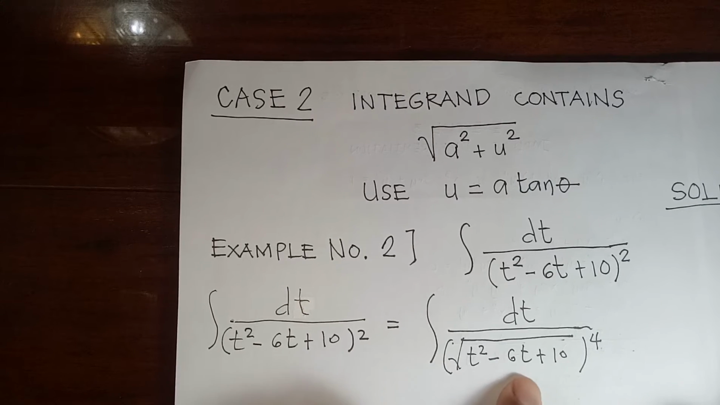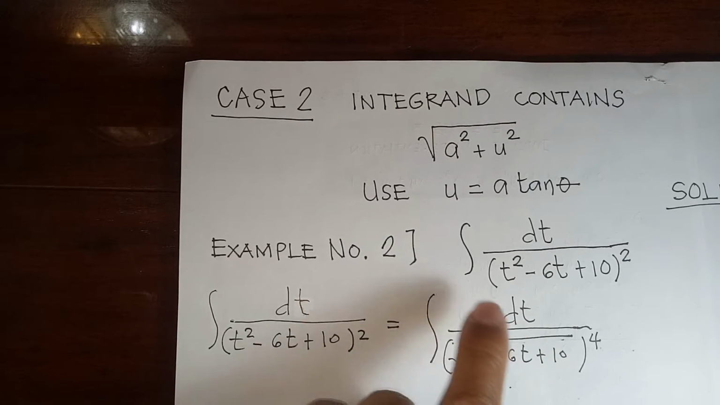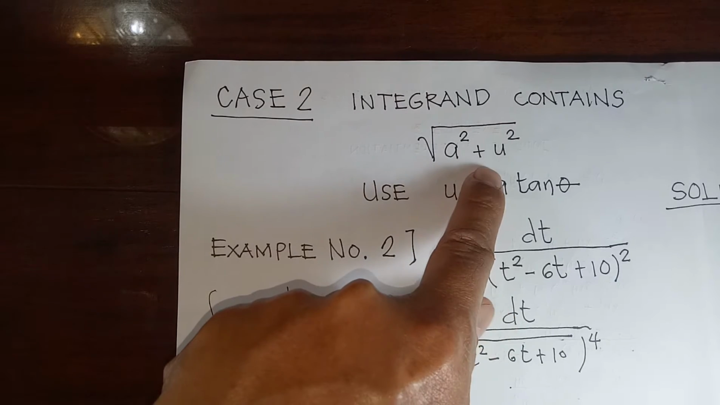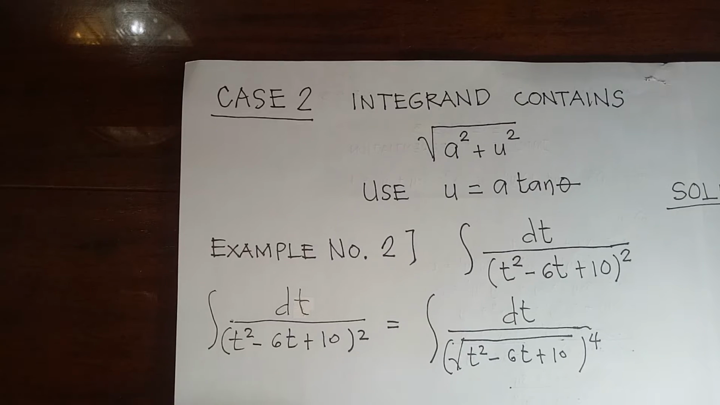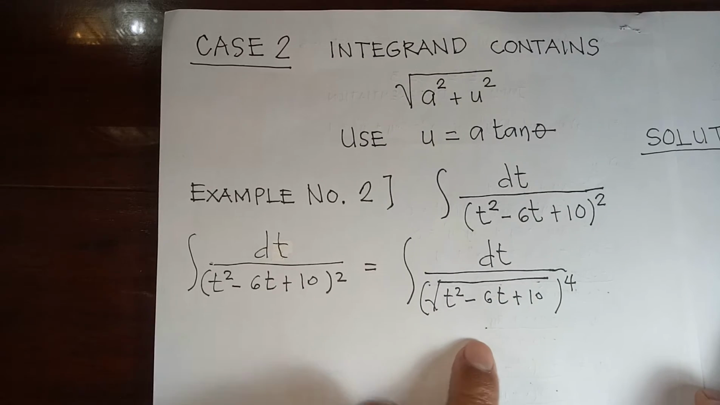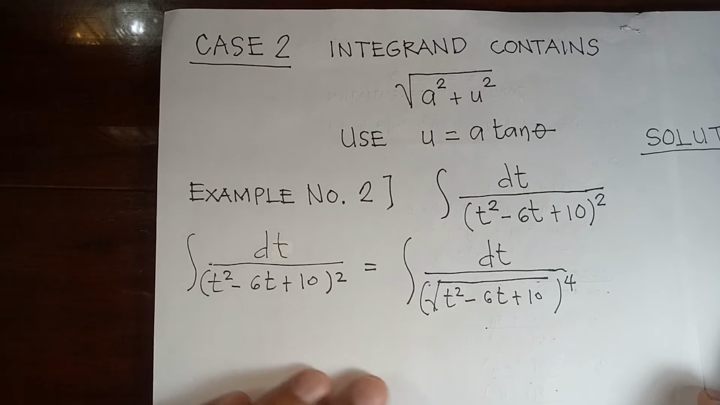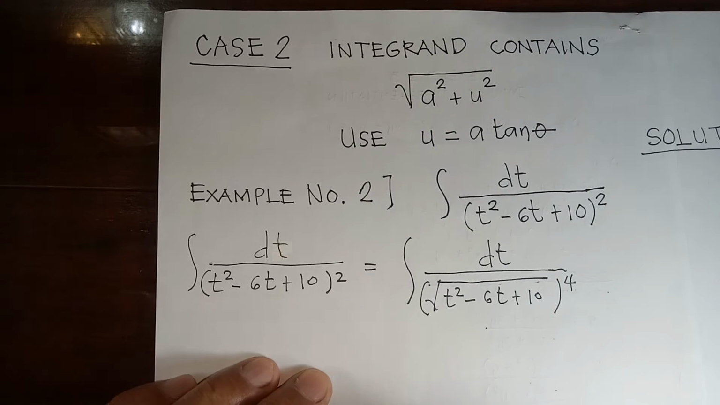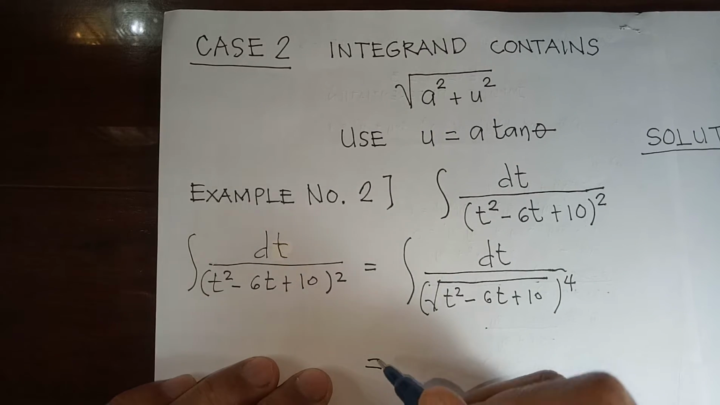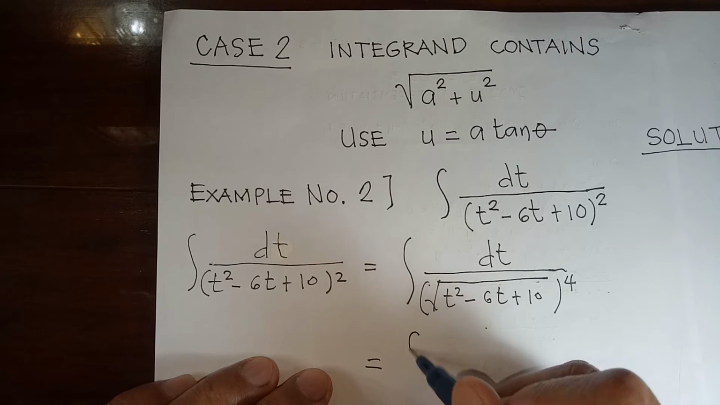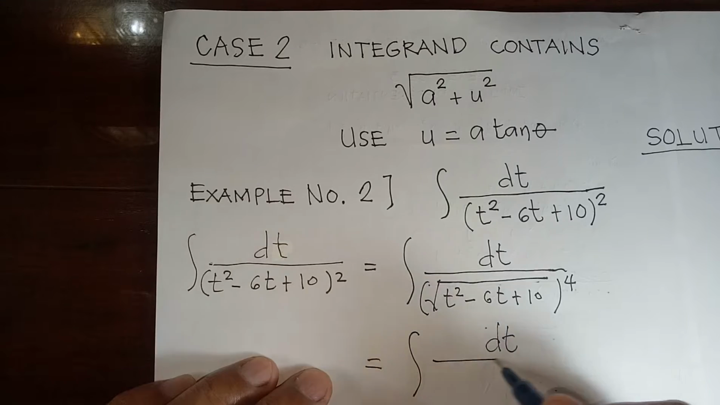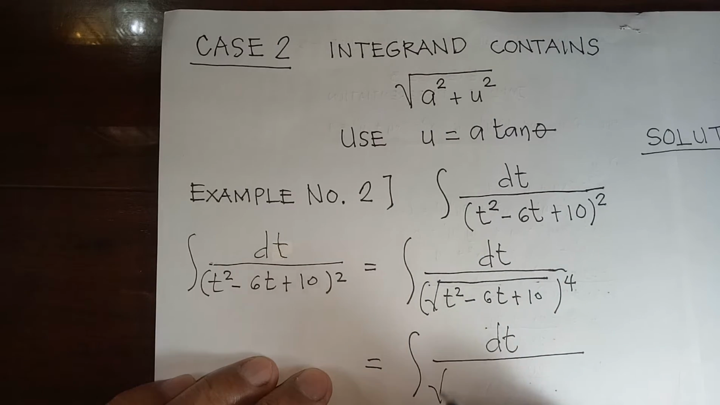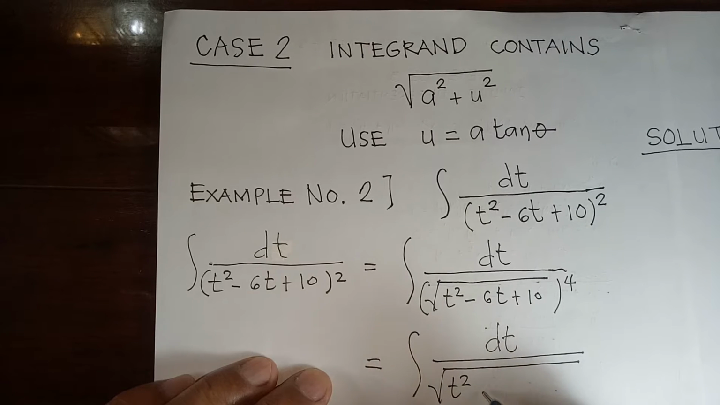After that, yung t squared minus 6t plus 10, susulat natin in the form of a squared plus u squared or u squared plus a squared. How do we do that? So we do that by completing the square. So magko-completing the square tayo. So we have integral of dt divided by, and then we have square root, and then t squared minus 6t.